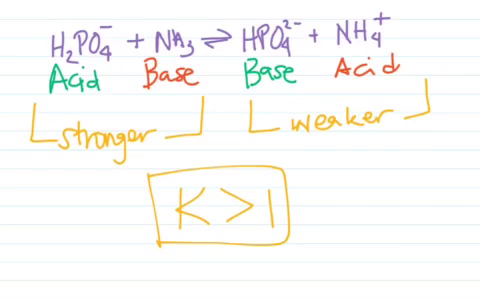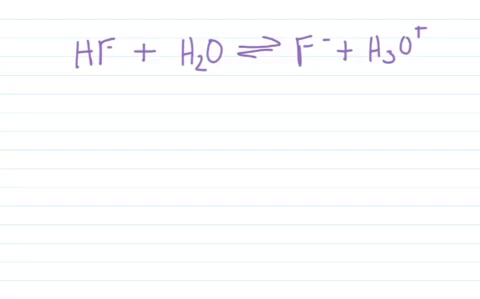Let's do one more example. So we have this formula. The first thing we're going to do is figure out which ones are acids and which ones are bases. Here we can see we have hydrofluoric acid, and on the product side it's just fluoride. That means the hydrogen was donated to the hydronium. So our hydrofluoric acid is going to be our acid.